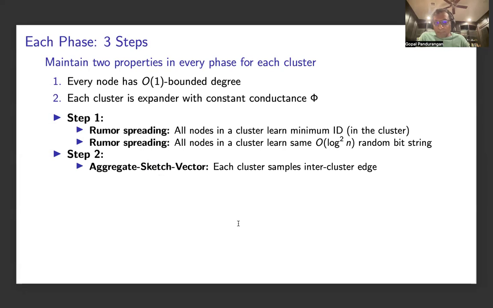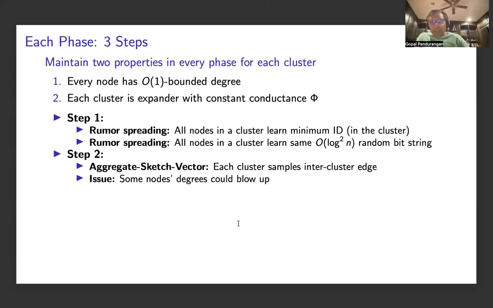And now step two is the place where we are going to use sketching. Now for each cluster, I'll talk about this procedure called aggregate sketch vector, where we have to do this aggregation in a distributed fashion. Using this aggregation procedure, we can aggregate all the sketch vectors and sample an intercluster edge, just like I mentioned in the previous slide.